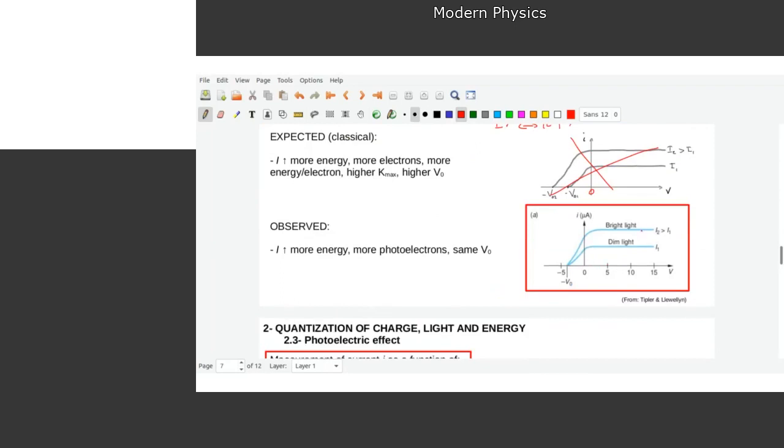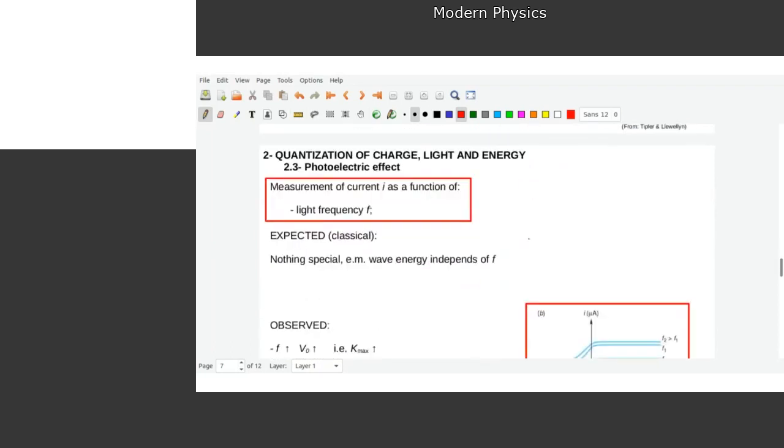So what is striking here is, you have more photocurrent here because you have more photoelectrons, due to the fact that you have more energy available to emit electrons, but you have the same stopping potential. The stopping potential is independent of the intensity. So what does it mean? It means that you have the same maximum kinetic energy. This is very strange.